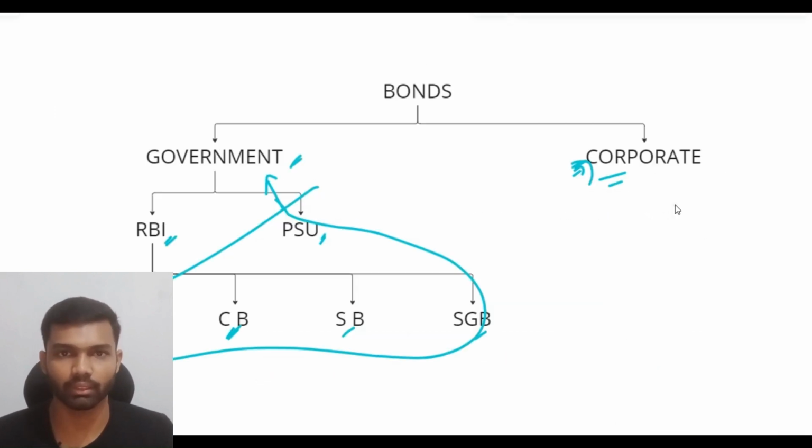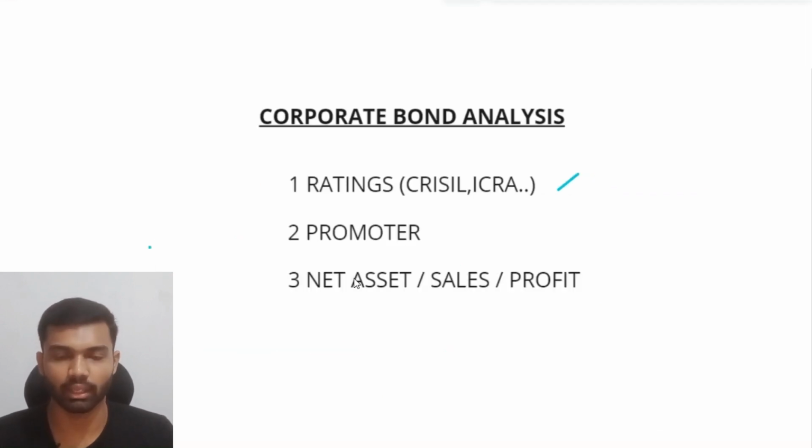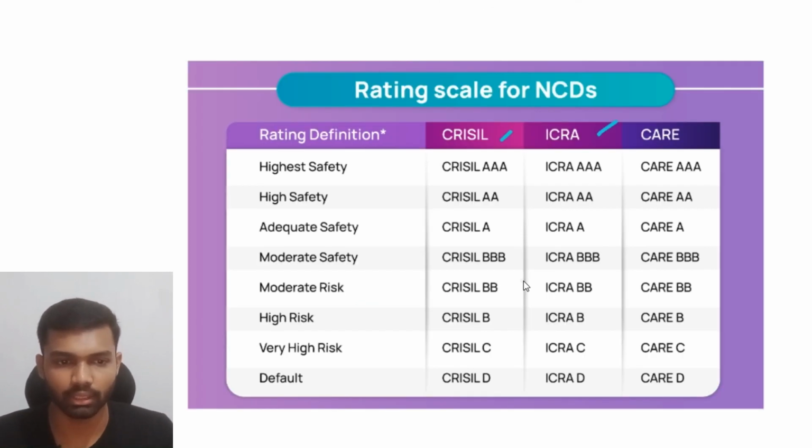In the case of a corporate bond, we can divide the analysis into three types. The first one is the rating companies, the second one is the promoter, and the third one is net asset, sales, or profit. Let me explain. The rating here I mentioned is from companies like CRISIL and ICRA, who will analyze the bond and give ratings according to its stability and default risk. These are the rating companies, that is CRISIL, ICRA, and CARE.